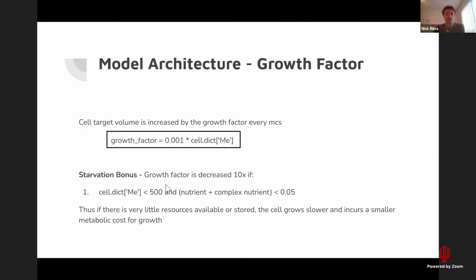And then there's a starvation bonus. So you would think if the cells are starving, so they have less than 500 resources stored up, the nutrient uptake is also very small. There's not a lot of resources. The cells now decrease the growth factor 10%, so they grow less, and then in turn that will take less out of their metabolic energy. So they're kind of prioritizing life over growth in this case.